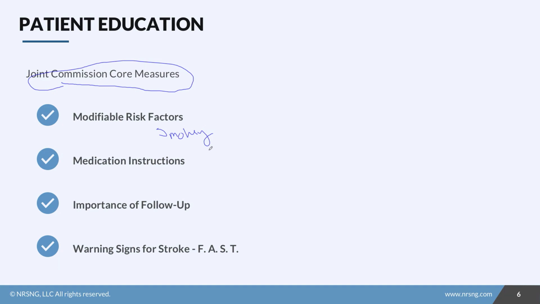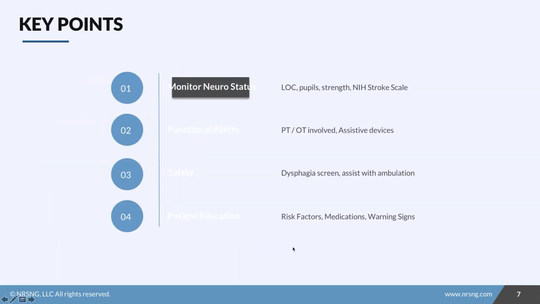Now, we also need to teach them about their medications, like if they're on nimodipine or if they're on statins. We need to teach them about all these new medications that they're taking. They also need to know how important it is to follow up with their neurologist and any warning signs of a stroke that they need to report. So please teach them this, how to follow up and where to follow up. And again, we want to teach them what the FAST mnemonic means: facial drooping, arm weakness, slurred speech, and time is tissue. Call 911 quickly.